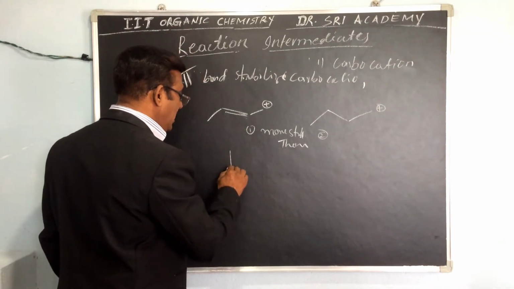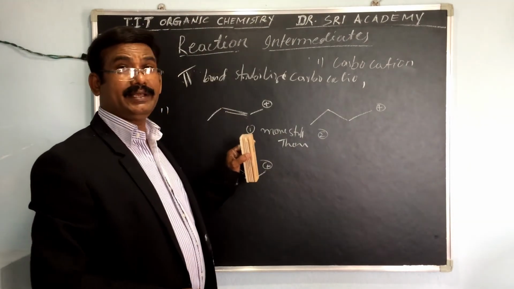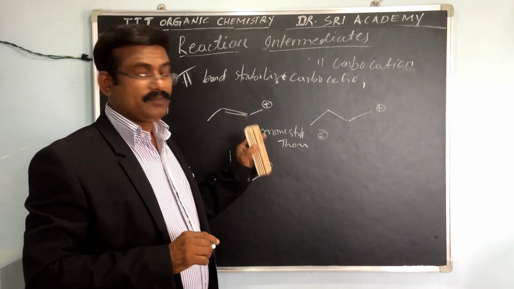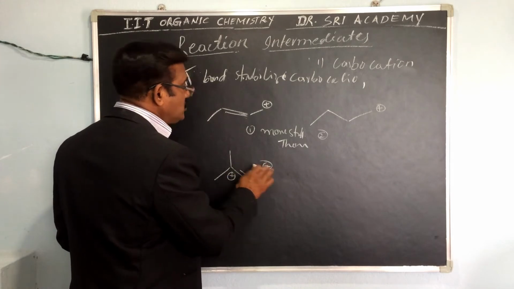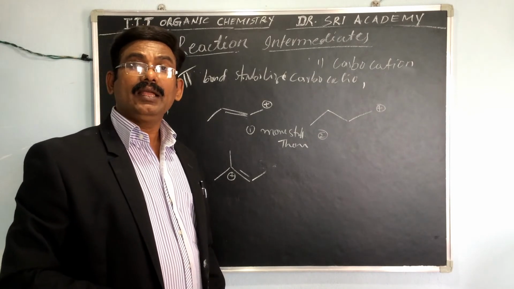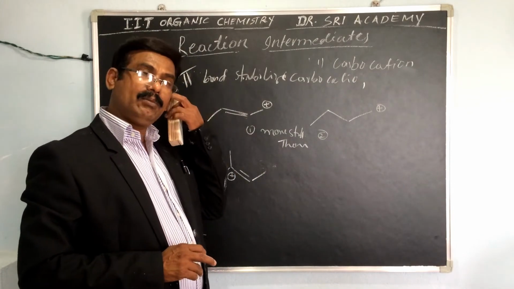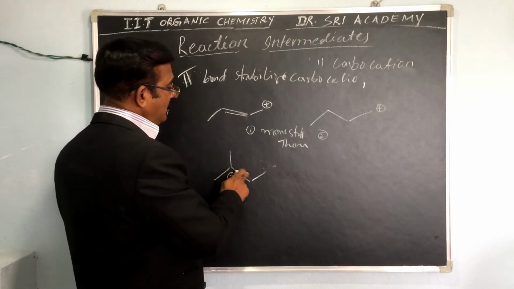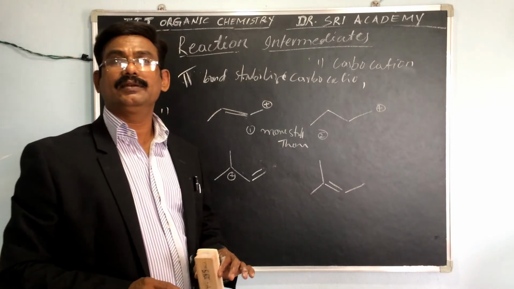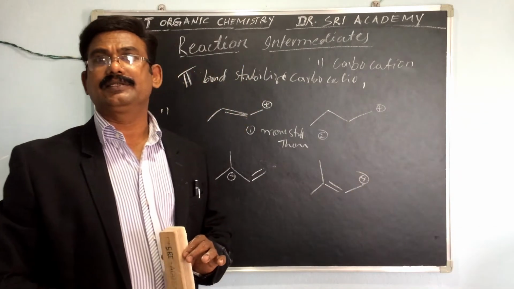One more example I will give you. Don't be confused that everything is increasing, but you have to remember pi is very, very important. Here we write the positive charge, not here. Okay, positive charge here. And one more compound you can write, with the double bond. The double bond you write here, like this.